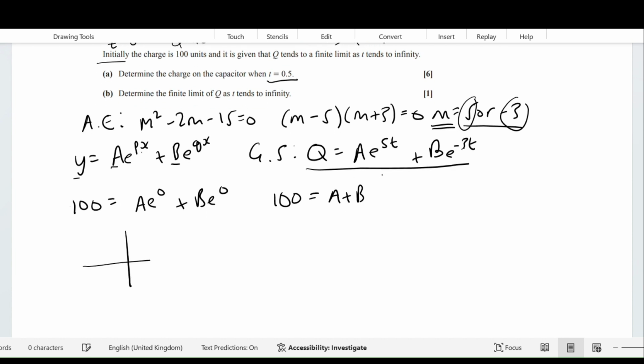Now, we know that if we have e to the minus anything, then we have a graph, right? So our e to the t graph would look something like this. This is what e to the 5t would look like. And if we have our e to the minus 3t graph, it'll look something like this. This is e to the minus 3t.